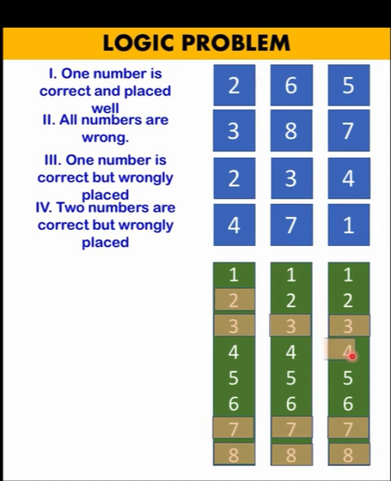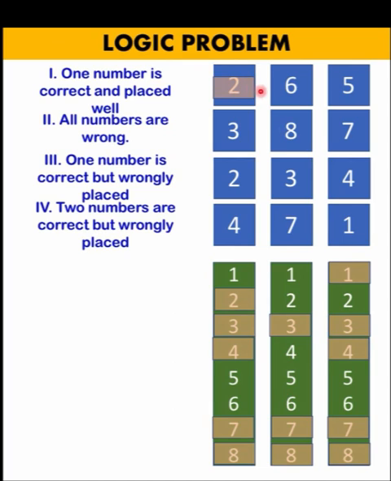So let's eliminate 4. Next, based on statement number 4, 2 numbers are correct but wrongly placed. So if 4 is correct, 4 could not be in the first column. So let's eliminate 4 here. 7 is already eliminated in all columns. And 1 could not be in the last column. Then let's go back to our first statement. One number is correct and is placed well. Since 2 is already eliminated, this 2 could not be here. So 2 is also eliminated.